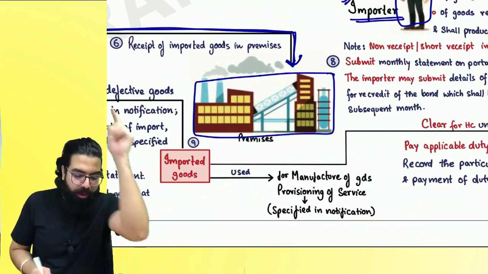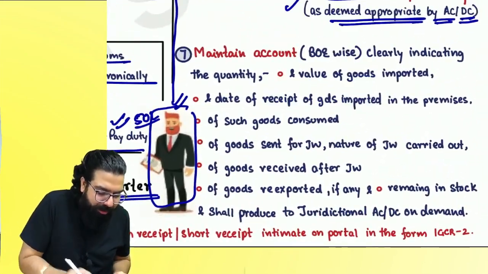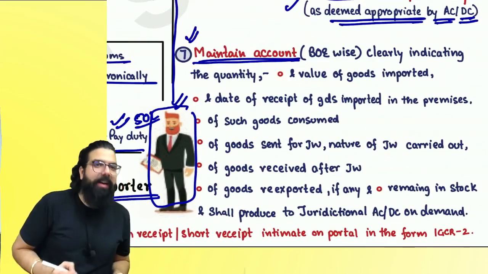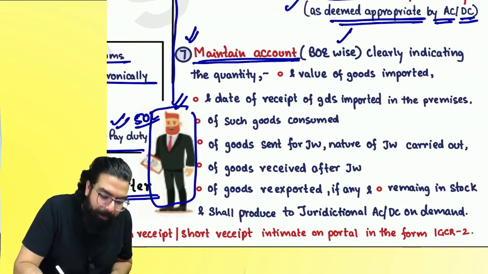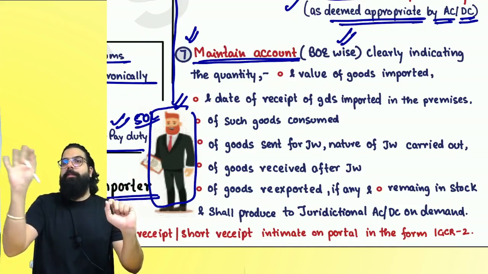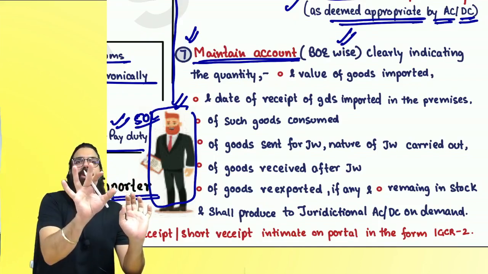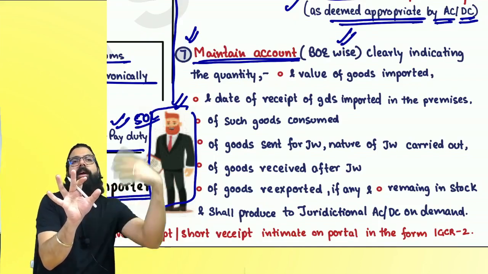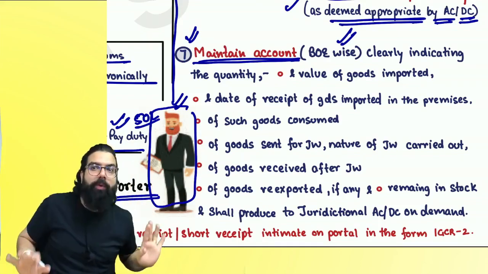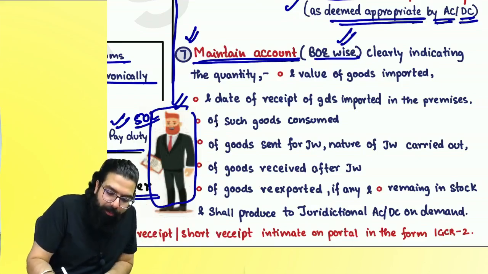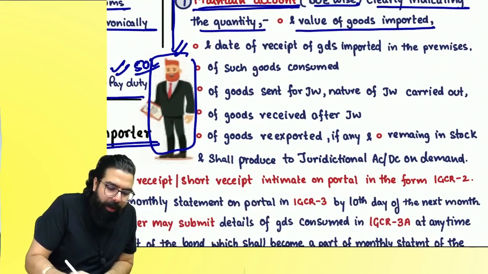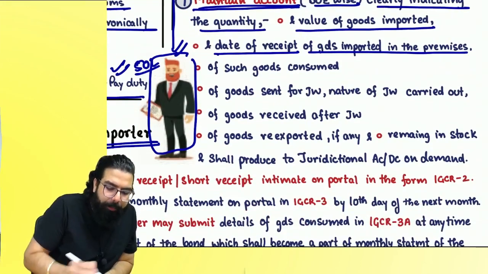Now, the seventh step is that you should always maintain accounts. Seventh step is what, everyone? You should always maintain accounts, bill of entry wise. For every bill of entry, this much goods had come, this much I used, this much I have sent for job work, this much I have sent inter-unit, from one unit to another unit, all these things. Bill of entry wise, clearly indicating the quantity and value of the goods imported, and the date of receipt of the goods in the premises.